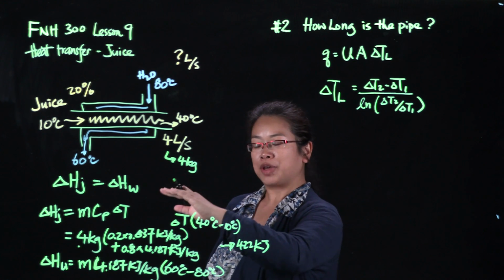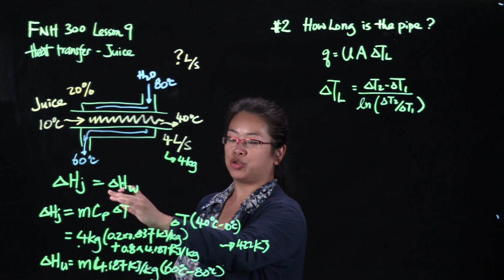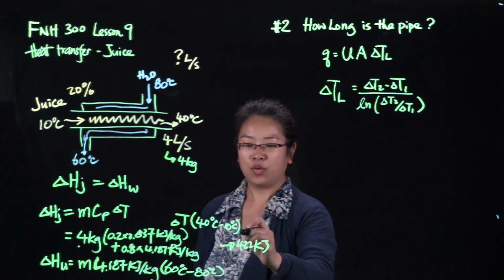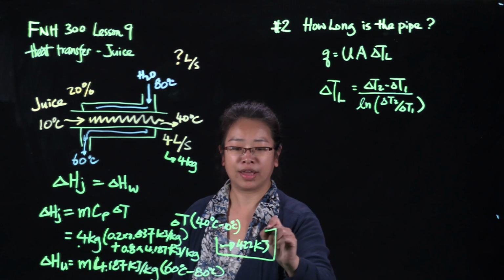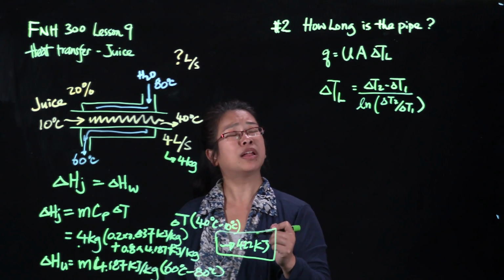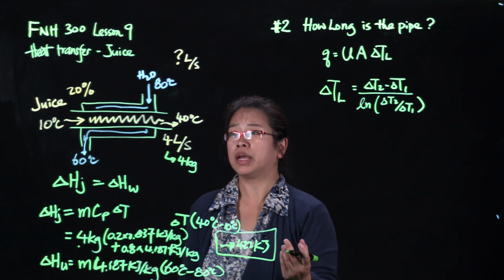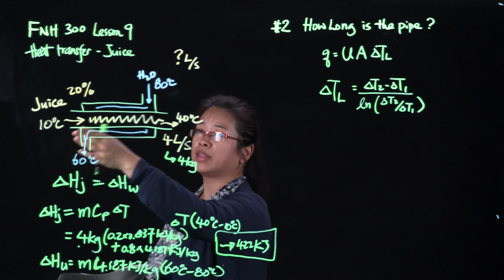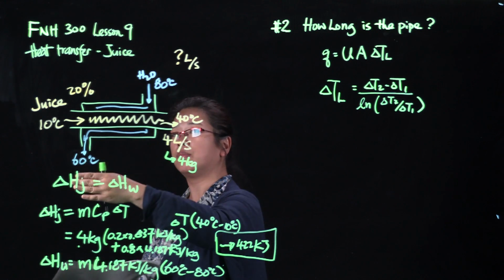Okay, now that we've calculated the amount of heat that's gained by the juice or lost by the water, that's the gain or loss, 422 kilojoules. And we need to calculate how long the pipe needs to be. We want to achieve that temperature. We are losing heat from the water.